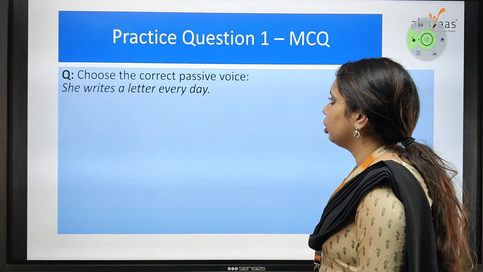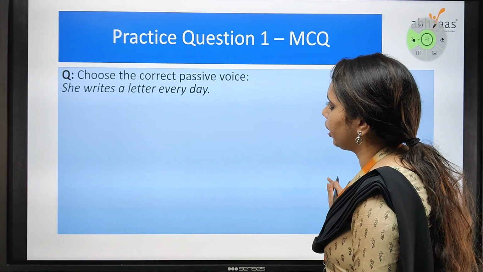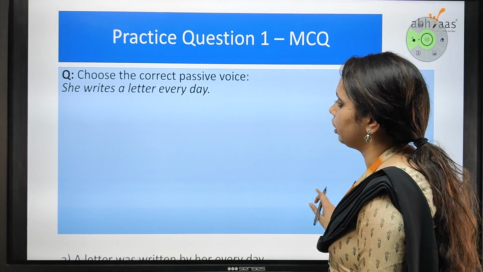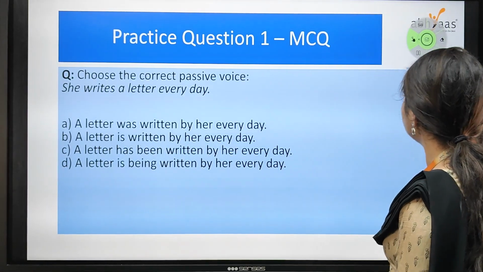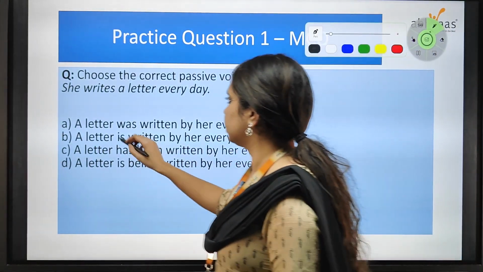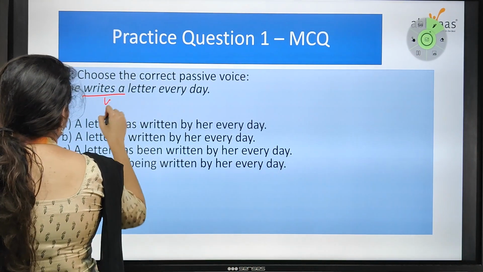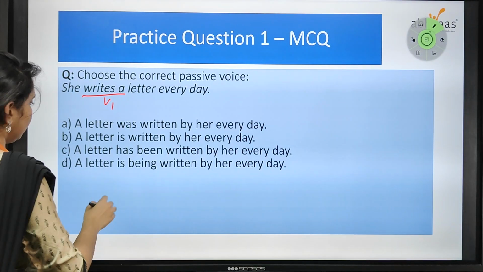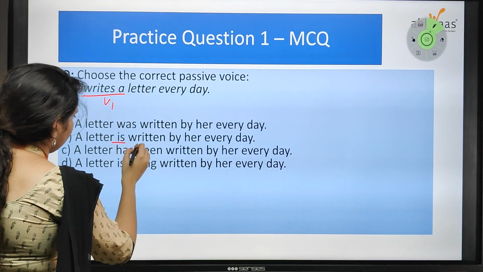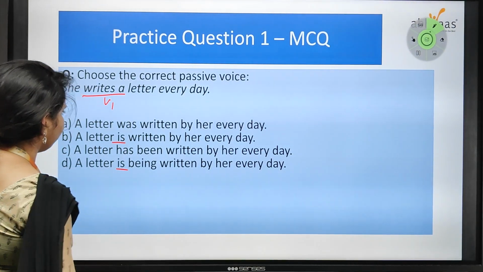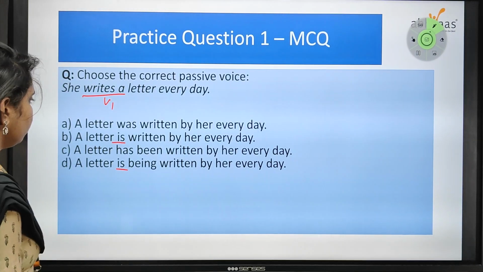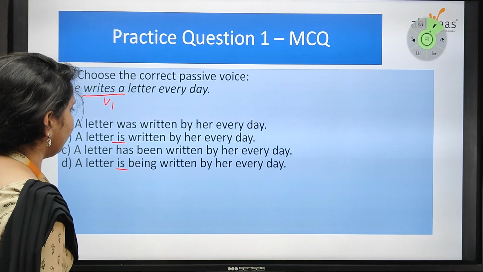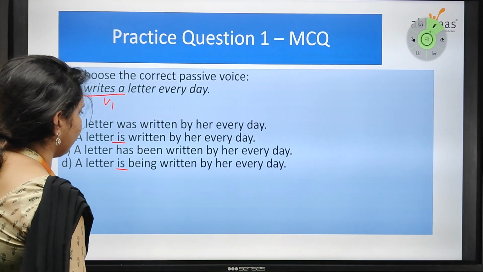Anyway, choose the correct passive voice. She writes a letter every day. First of all, we are going to identify the tense. What is the tense here? V1, so what should be in the picture? Is. A letter is written by her every day. A letter is being written by her every day.